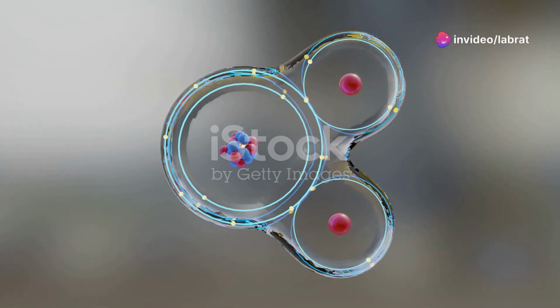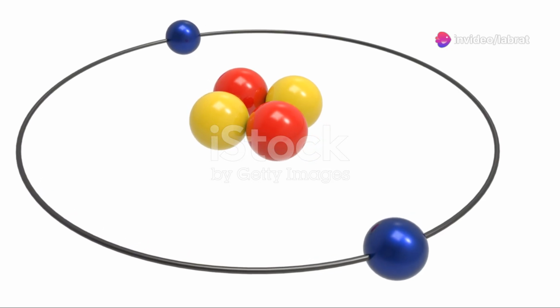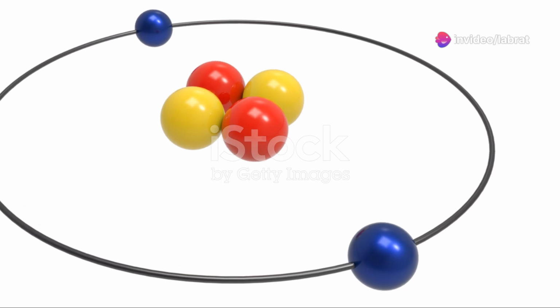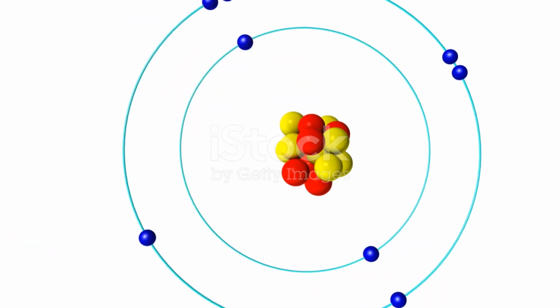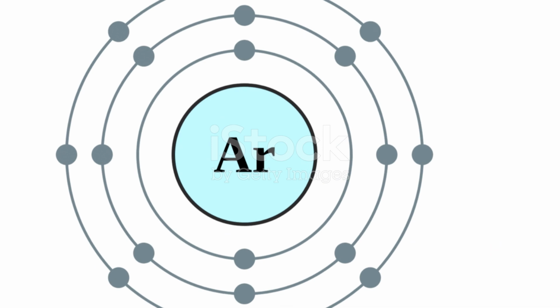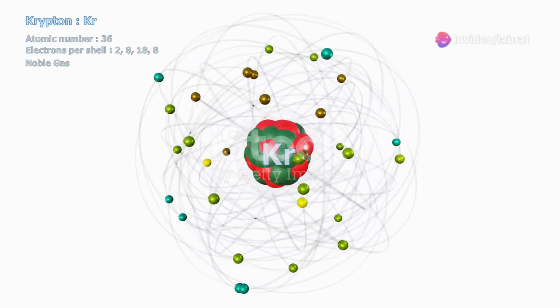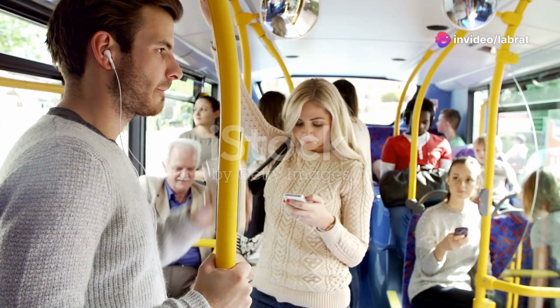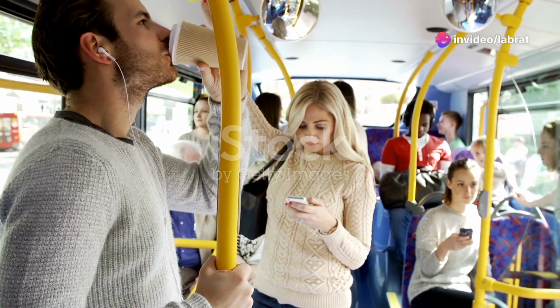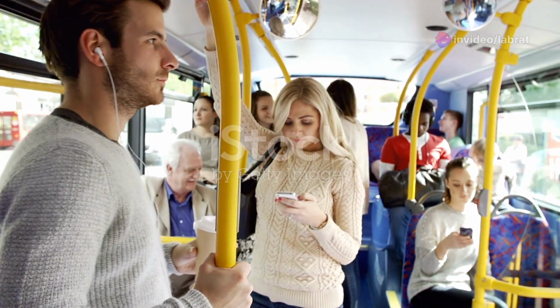for bonding. The first shell, closest to the nucleus, can hold up to 2 electrons. The second shell can hold up to 8, and the third shell can hold even more. Atoms are happiest and most stable when their outermost electron shell is full. It's like having all the seats on a bus filled, everyone's comfortable, and there's no room for anyone else.